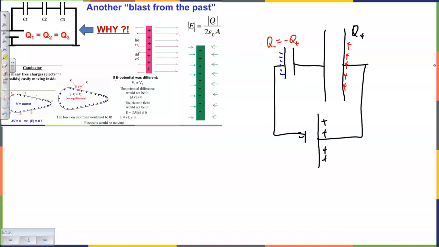What's happening here? This is a conductor, conductive plate. Conductive wire, conductive plate. So these positive charges will attract electrons. Those will repel electrons. And of course, they will move. So we should have electrons here. Deficiency of electrons here. So that should be some kind of positive charge, Q plus star. That should be some negative charge, Q.